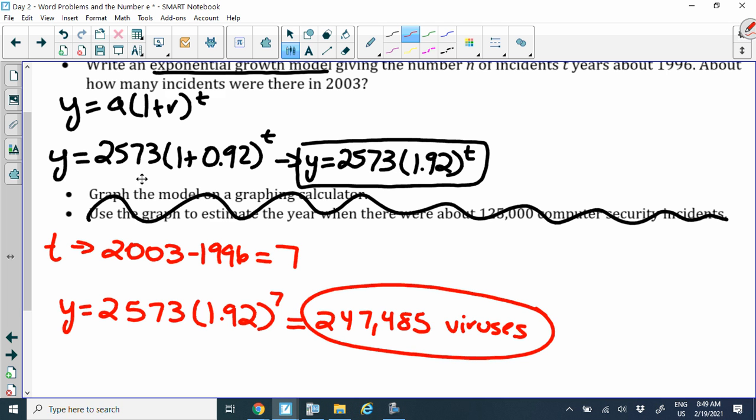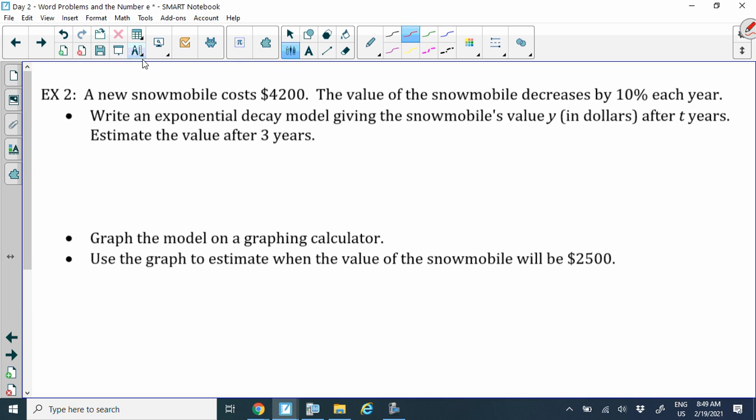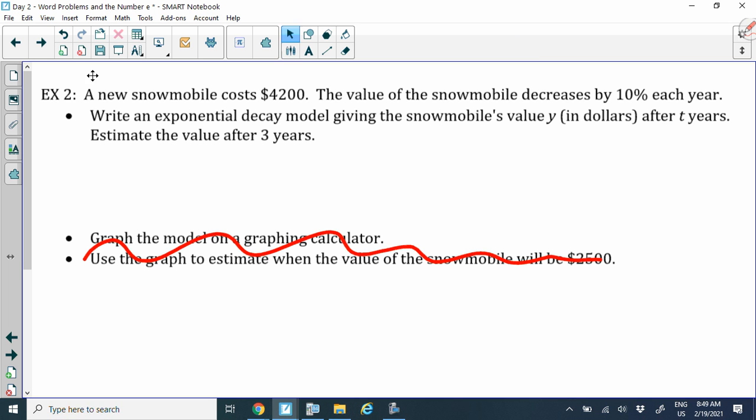Okay, let's go ahead and do the next one. So here it says a snowmobile costs $4,200. The value of the snowmobile decreases by 10% each year. We need to write an exponential decay model giving the snowmobile's value y after t years. I'm going to get rid of this. Okay, so we're writing the model.